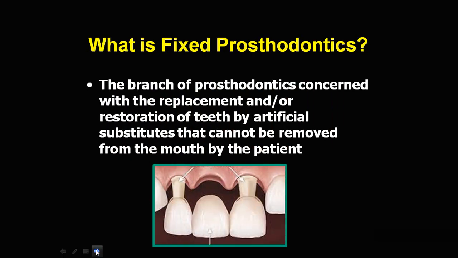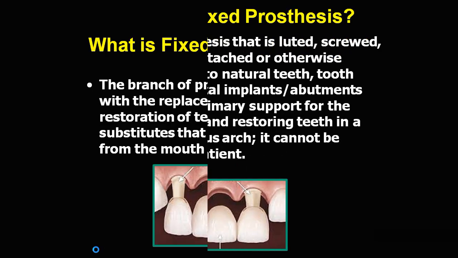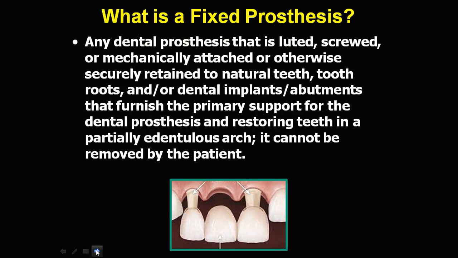What is fixed prosthodontics? The branch of prosthodontics concerned with the replacement or restoration of teeth by artificial substitutes that cannot be removed from the mouth by the patient. What is a fixed prosthesis? Any dental prosthesis that is luted, screwed, or mechanically attached or otherwise securely retained to natural teeth, tooth roots, or dental implants or abutments that furnish the primary support for the dental prosthesis and restoring teeth in a partially edentulous arch. It cannot be removed by the patient.